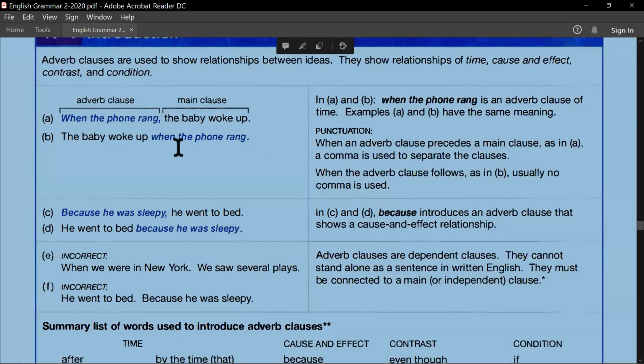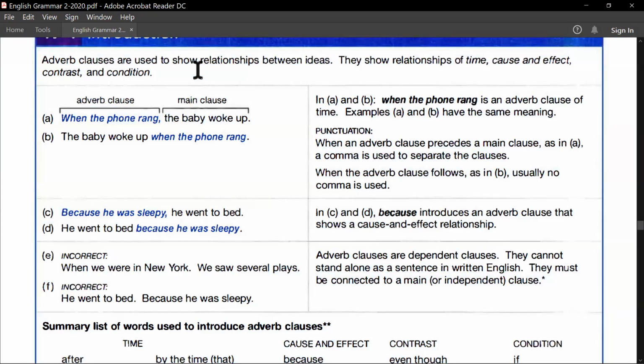The adverb clause is used to show, explain or elaborate on relationships between ideas. Here is idea one, and here is idea two: the phone rang. So when we use the adverb clause, we want to show the time relation, or the cause and effect, the condition, and the contrast. In A and B, when the phone rang is an adverb clause of time. Examples A and B have the same meaning and the same structure. Both are complex sentences, but here the adverb clause comes first, so we use a comma, and here it comes second, so we don't use a comma.